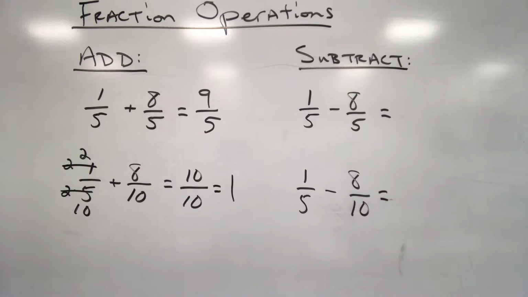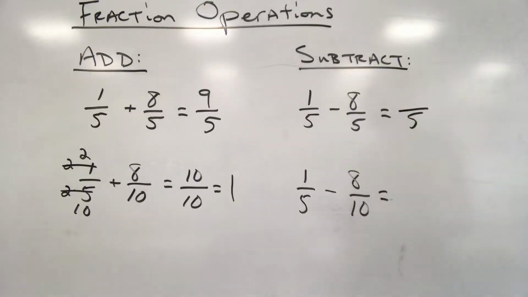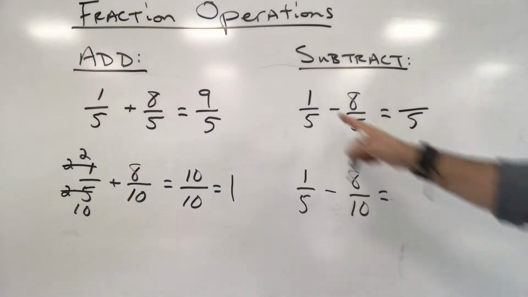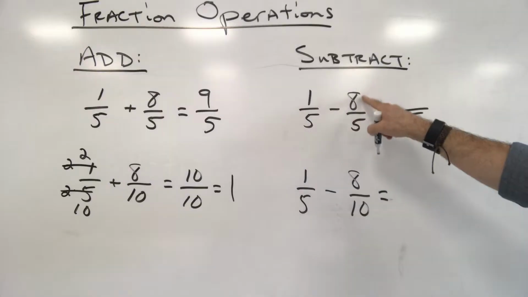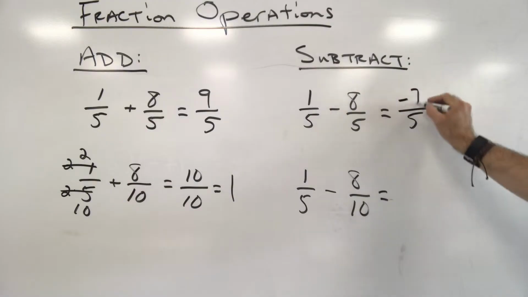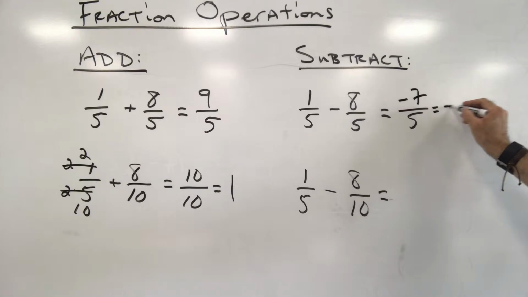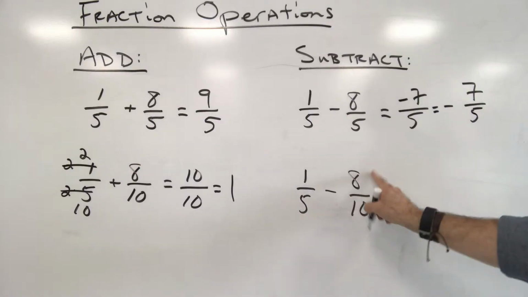We do the same thing with subtracting. So since I have common denominators here, I know that my answer will have 5 as the denominator. And then I will do 1 minus 8. So 1 minus 8, since 8 is larger, that's going to give me a negative answer. So I have negative 7/5 as my answer. We can also write it like negative 7/5 this way. Both are acceptable.